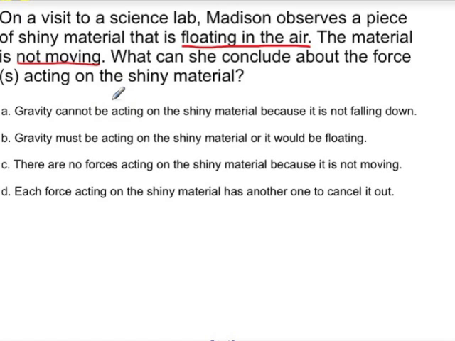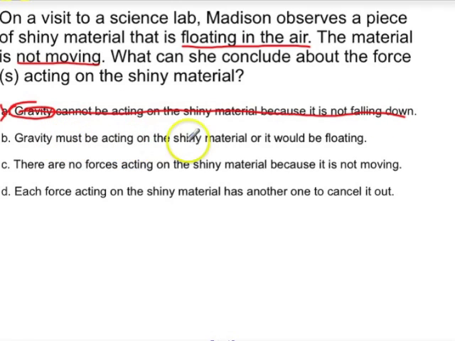Oh, let me read these choices. Now you got 4 choices again, and I want to read them all. So the first one, gravity cannot be acting on a shiny material because it's not falling. Wait a minute. Well, I would assume this is on Earth, and gravity cannot be acting on a shiny object? Gravity always acts on everything. Even when I go up and try and dunk it, it acts on it. So I know this can't be the answer.